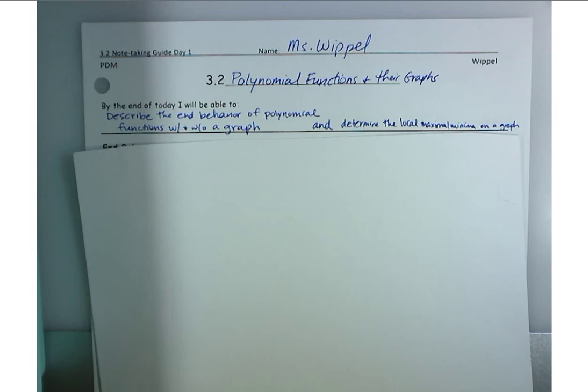Okay, so 3.2, we are talking about polynomial functions and their graphs. By the end of today, you are going to be able to describe the end behavior of polynomial functions with and without a graph. And I think you'll actually like doing it without the graph, if you can believe it. And then you're going to determine the local maxima and minima on a graph.